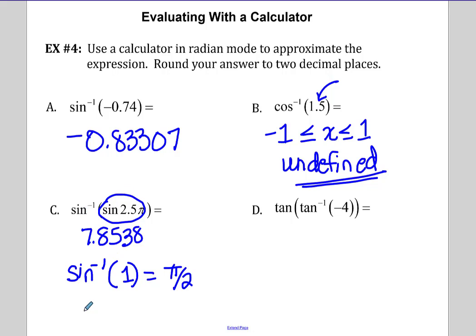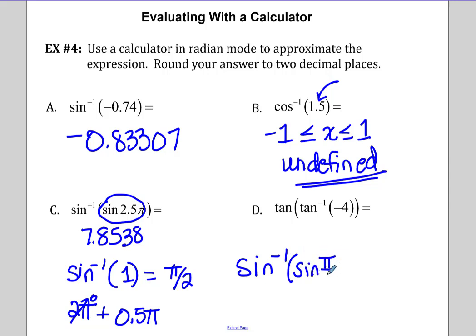Do the inside part first, thinking about the sine of 2.5 pi would be like 2 pi plus a half of a pi, and 2 pi, if you go all the way around to 2 pi radians, that's a 0. So I'm really asking for the sine inverse of the sine of half of a pi. And sine of half of a pi is 1, and the inverse where sine is 1 is half of a pi. So this cancels this, and that's getting back to those properties on that first table that we had.